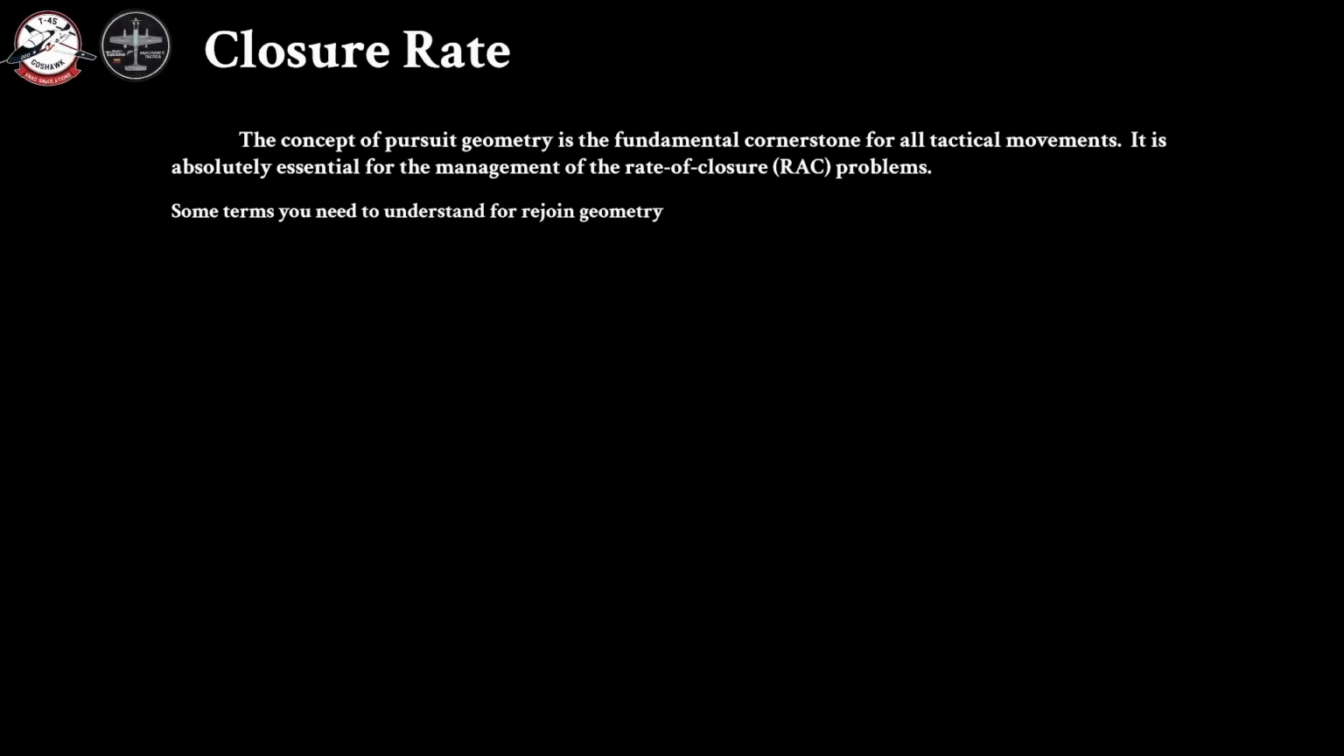Next, we're going to start going after a couple of different concepts that basically make up the geometry of running a rejoin, or two aircraft moving in relation to each other. The first one we're going to cover is closure rate.